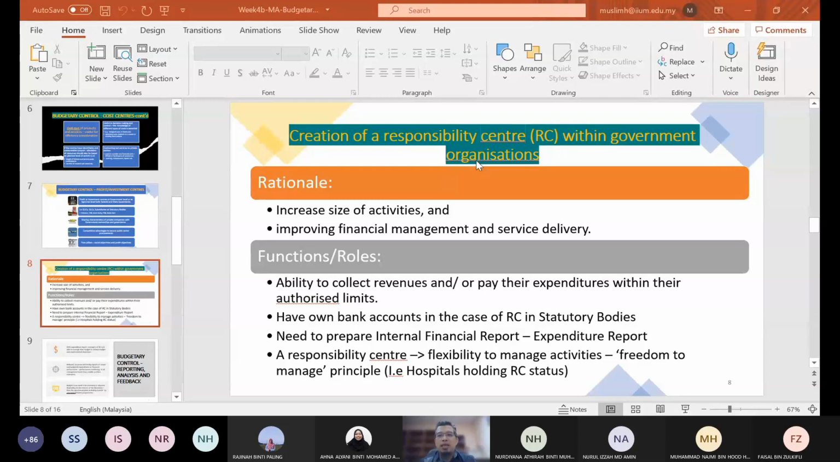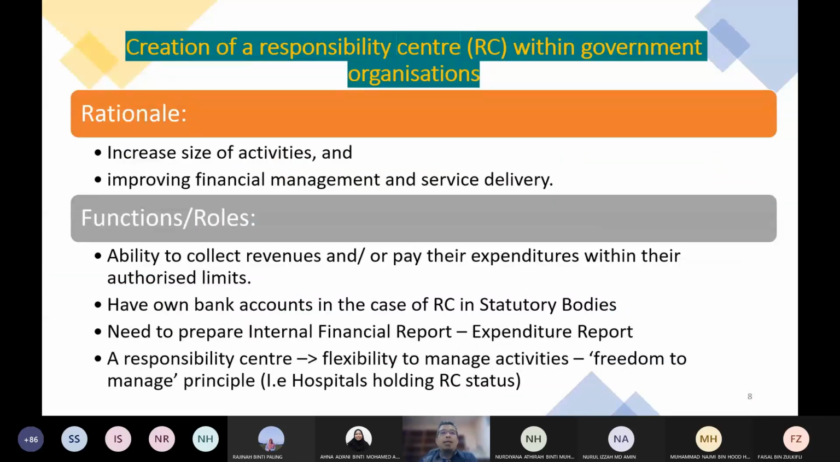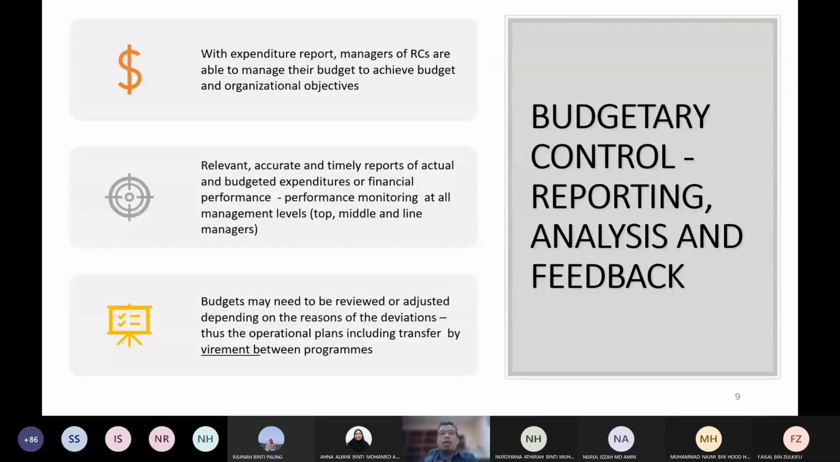They can choose what they prefer, so that they can provide good services. I'm not saying flexibility here means that they can do anything, but in light of achieving better services in that context. Okay. So that's how you can see responsibility centers, what it means, right? And okay. Now we move on.